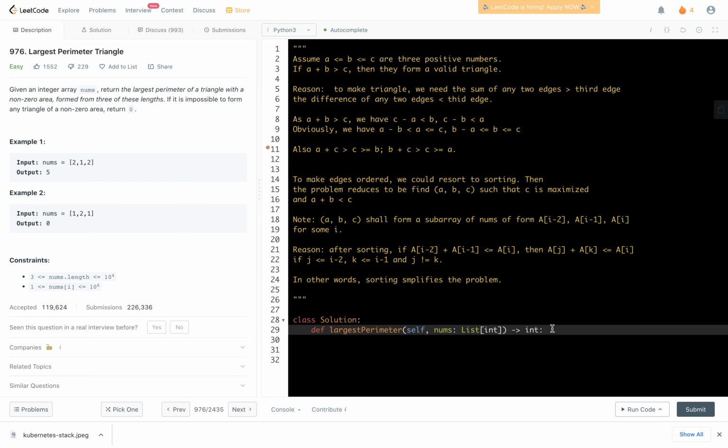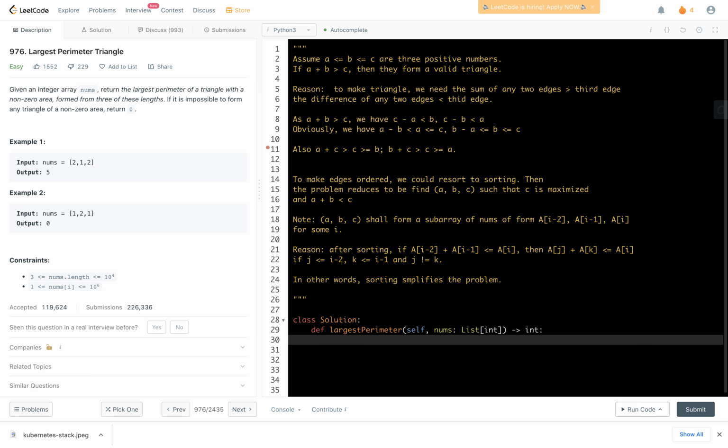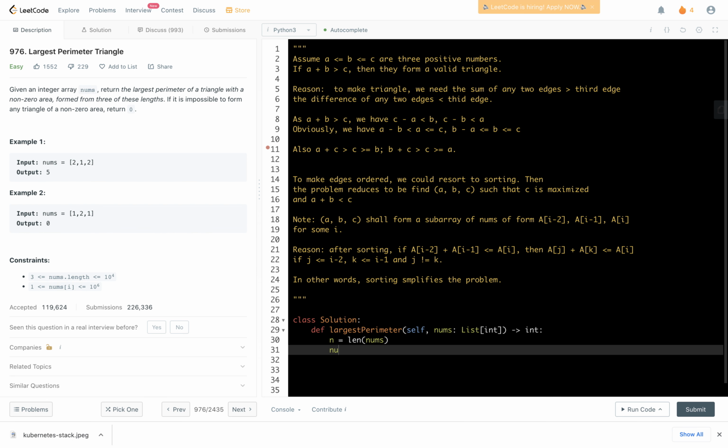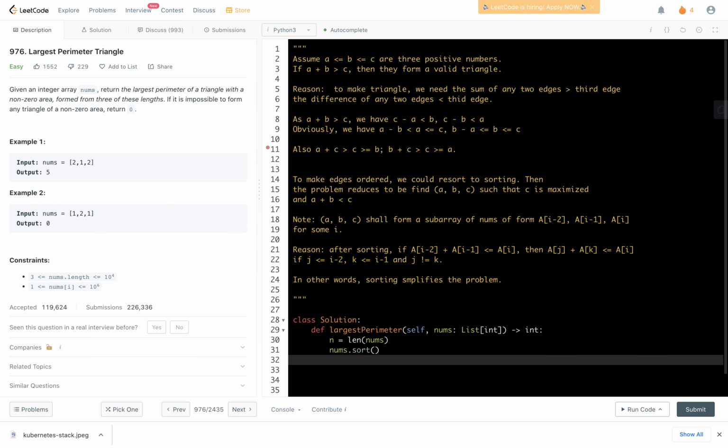With that analyzed, let's look at the code. The code is super simple. We first get the length of nums, and then do a sort in place. Next we just need a for loop going backwards to the beginning. For i in range, because we need to consider i minus 2, i is at least 2. So we start from n minus 1 and end at 2, so we write 1 here. The increment is negative 1, in other words we decrease by 1 each time.